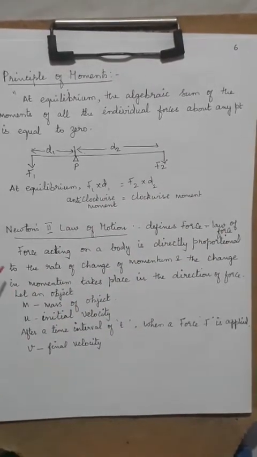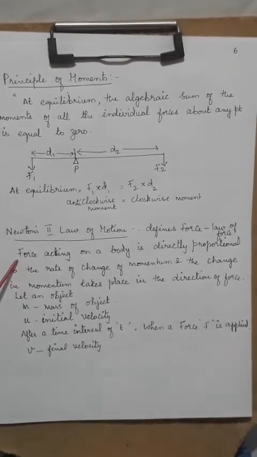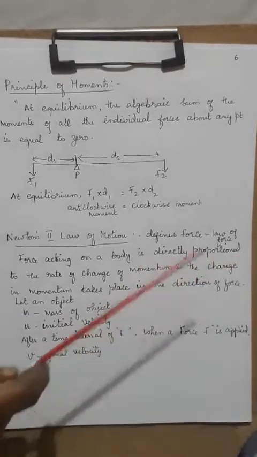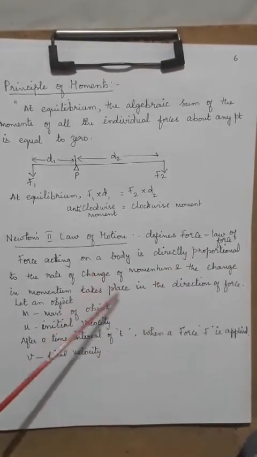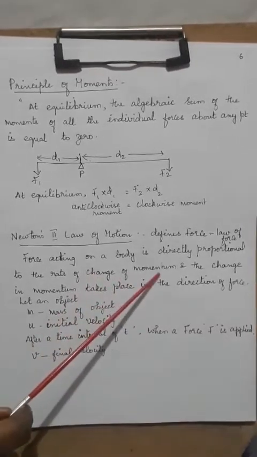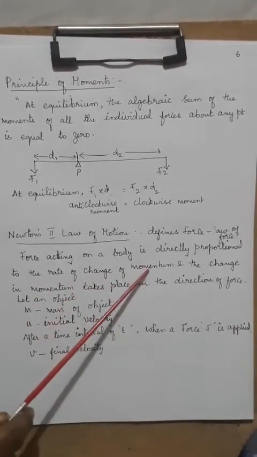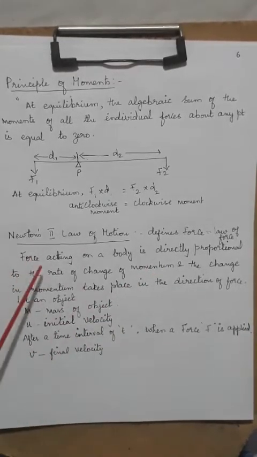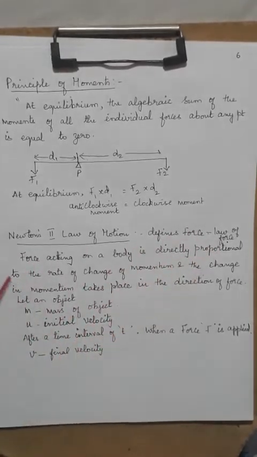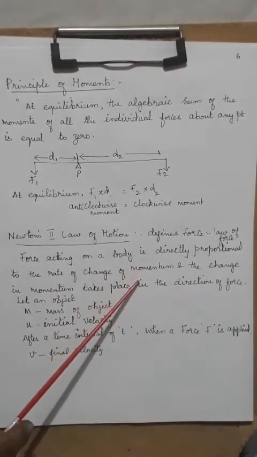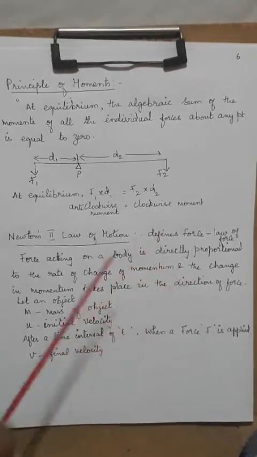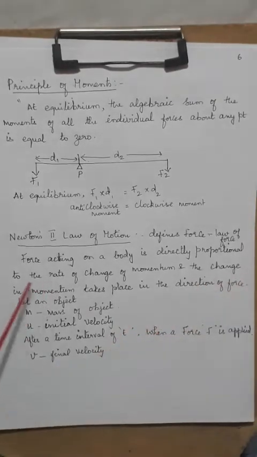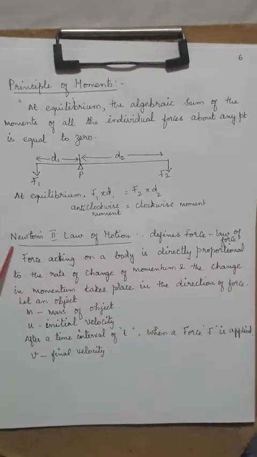So now when you apply a force on an object, what happens? It starts moving, right? So that is directly proportional. There is a change in the momentum. The rate of change of momentum is going to be the force, or else force is directly proportional to the rate of change of momentum, and also the direction of the movement will be in the same direction of the force. This is the statement of Newton's second law.